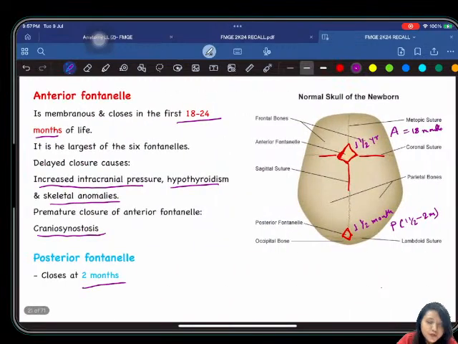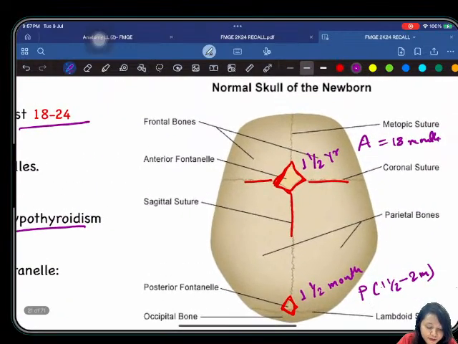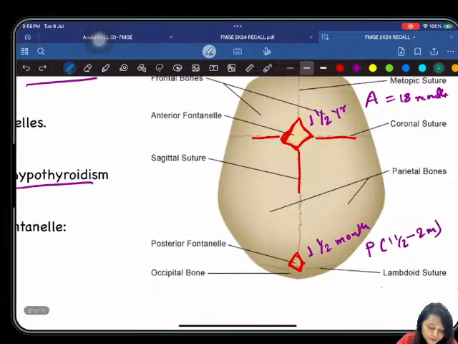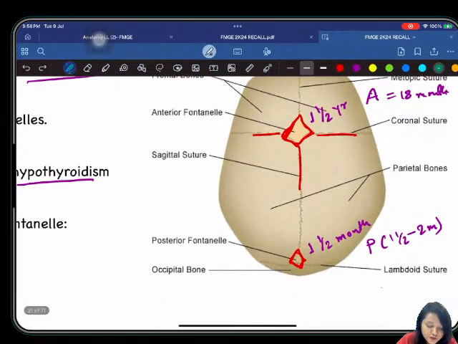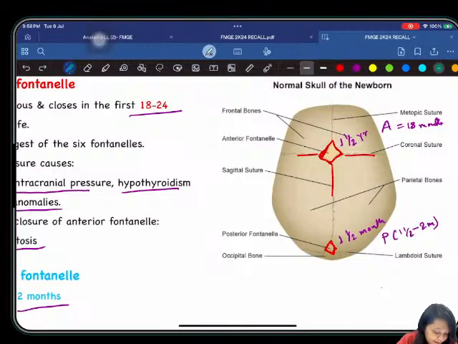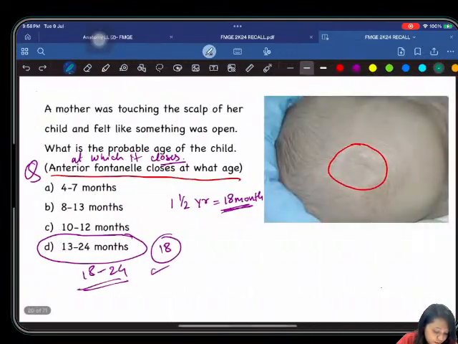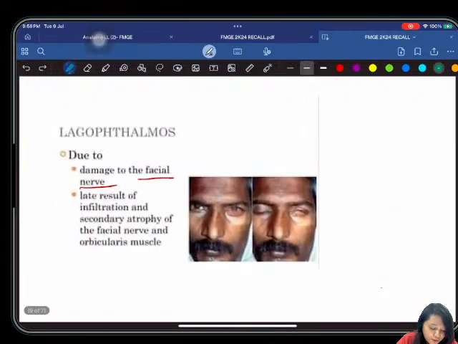Next, the question came on the closure of the anterior fontanelle. So I told you the anterior fontanelle will close at 1.5 years. The posterior fontanelle will close at 1.5 months, that is 1.5 to 2 months. The anterior is 1.5 years, that is 18 months. So the question came on closure, and that is in the range of 13 to 24, or 18 to 24 months. Then lagophthalmos, mostly due to 7th cranial nerve damage.